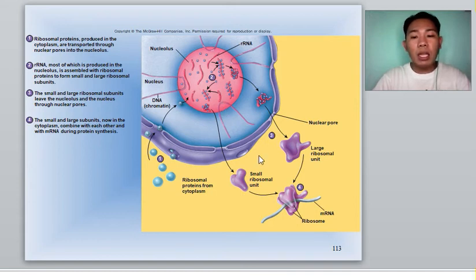The small and the large ribosomal subunits will leave the nucleolus and the nucleus through the nuclear pore, wherein the small and the large subunits, now in the cytoplasm, combine with each other and with the messenger RNA during protein synthesis. That means protein synthesis occurs in the cytoplasm of the cell.